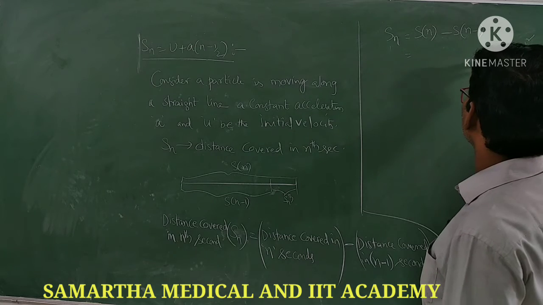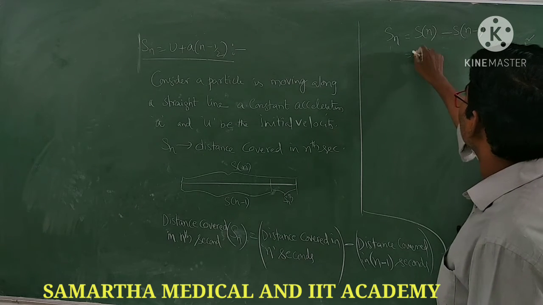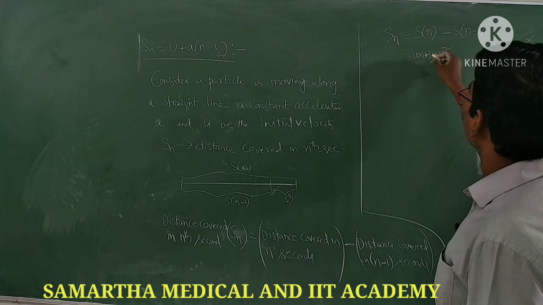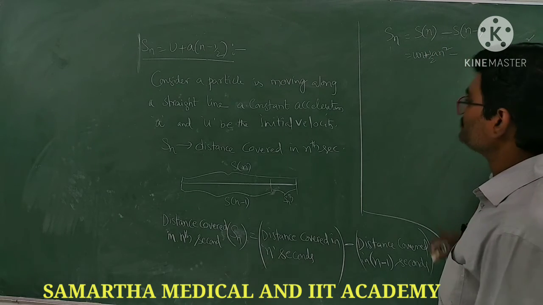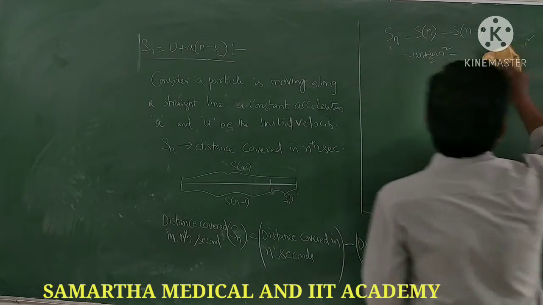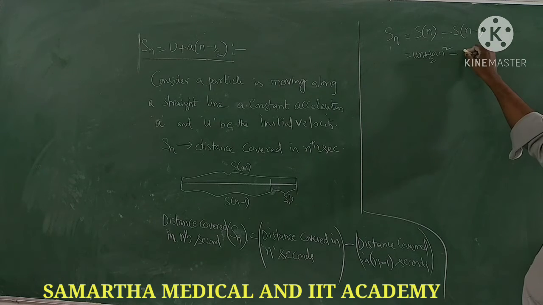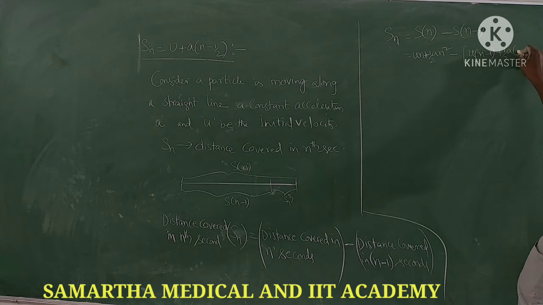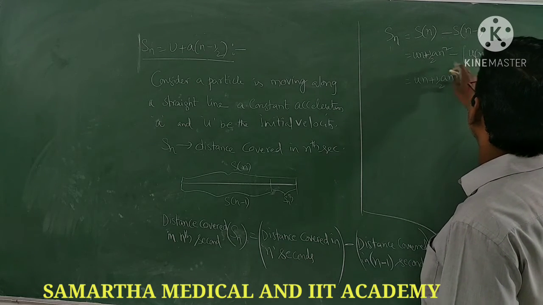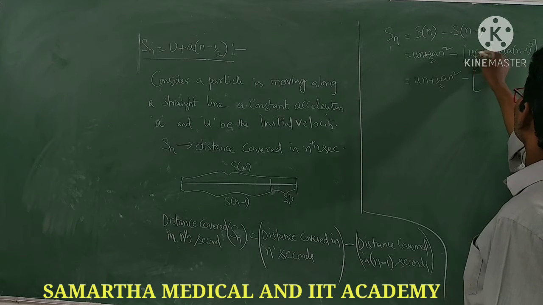So S equal to ut plus half at square. Substituting t equal to n, what will you get? un plus half an square. That is the distance covered in n seconds, minus. Now I am going to substitute n minus 1 in place of t. So u into n minus 1 plus half a into n minus 1 whole square. Right. So that is un plus half an square minus, this is what you multiply with u.